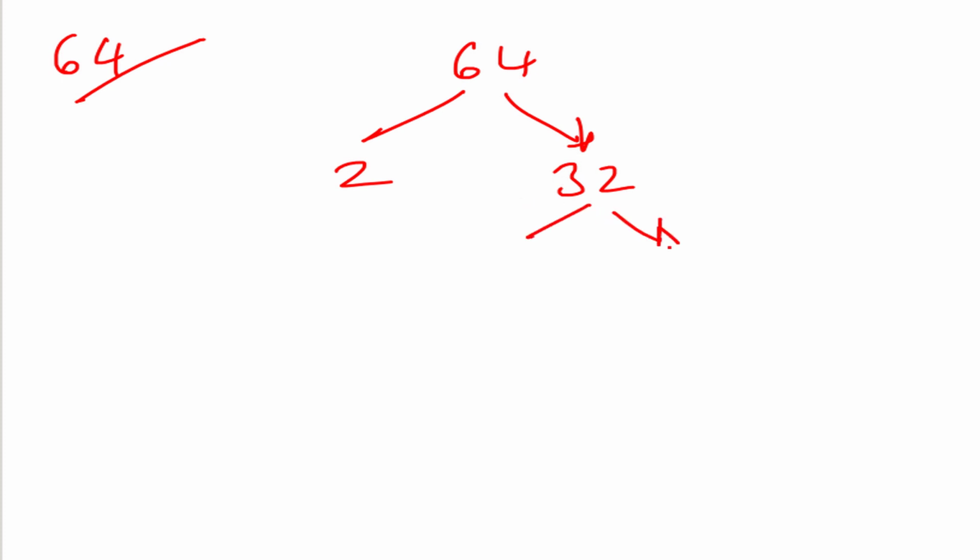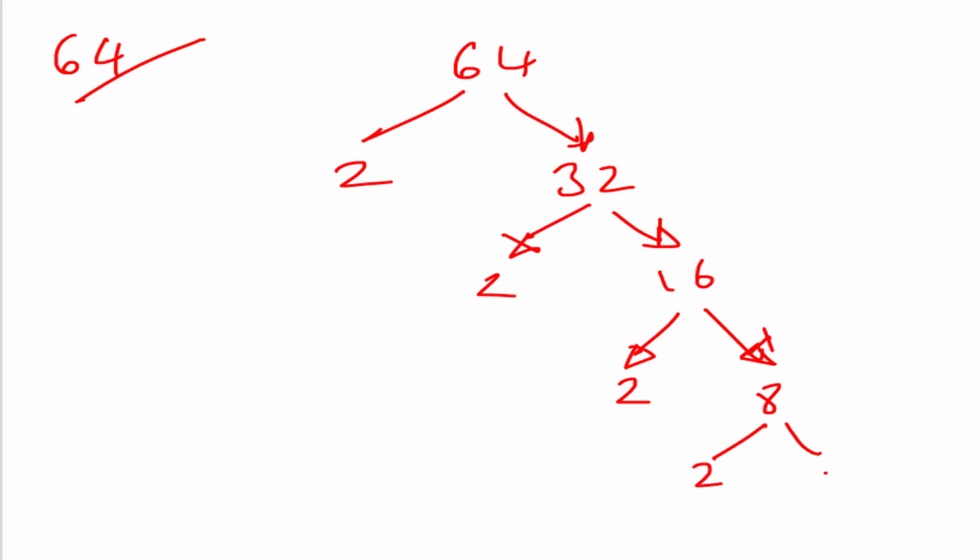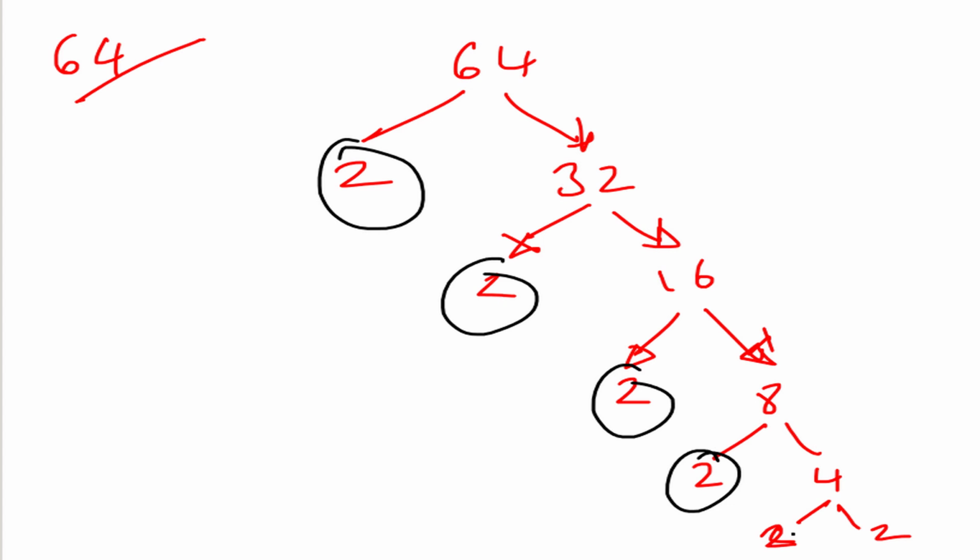So 32, let's divide it by 2 again. It's the same as 2 times 16. You can still divide 16 by 2, giving 2 times 8. 8 by 2, 2 times 4. 4 by 2, 2 times 2. So the numbers now are 2, 2, 2, 2, 2, 2. You've got 1, 2, 3, 4, 5, 6. So 2 to the power of 6.